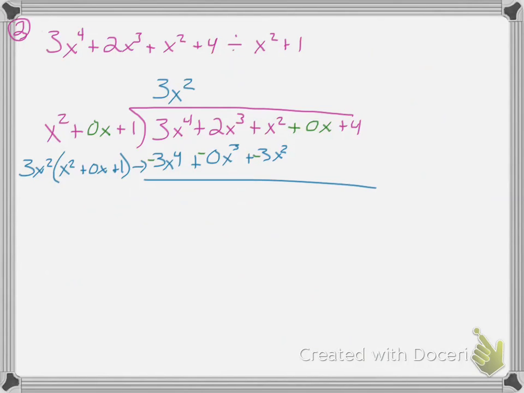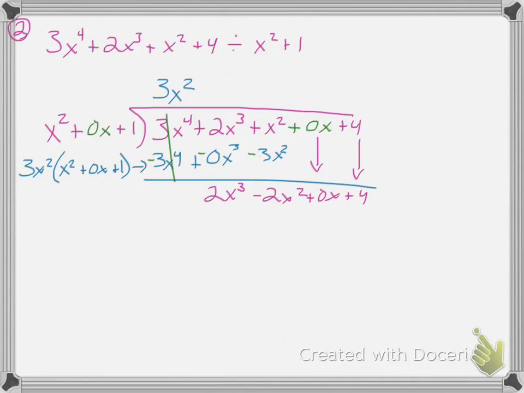Before I combine my like terms, remember you have to subtract, so I'm going to change all these signs. If that's confusing, go ahead and erase it. Put a minus. Okay? Combine my like terms, these will cancel out. This becomes 2x cubed. And then this becomes negative 2x squared. I'm going to bring down the 0x, the plus 4. And now start it all over again.